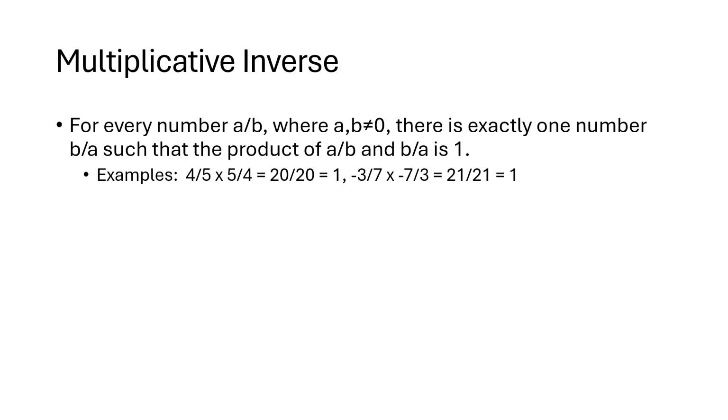Examples: 4/5 times 5/4 is equal to 20 over 20, which is equal to 1. -3/7 times -7/3 is equal to 21 over 21, which is equal to 1. So basically, a number times its reciprocal is equal to 1. And the reciprocal, you flip the numerator and denominator. That's what it is.